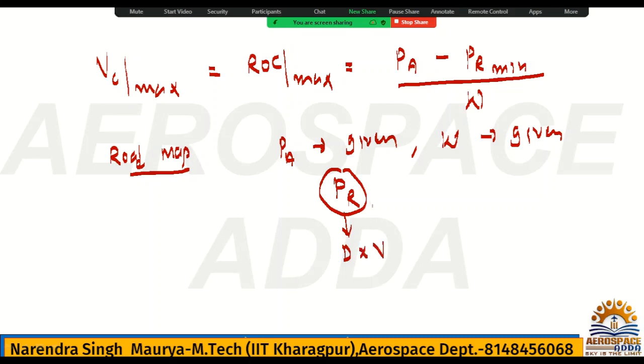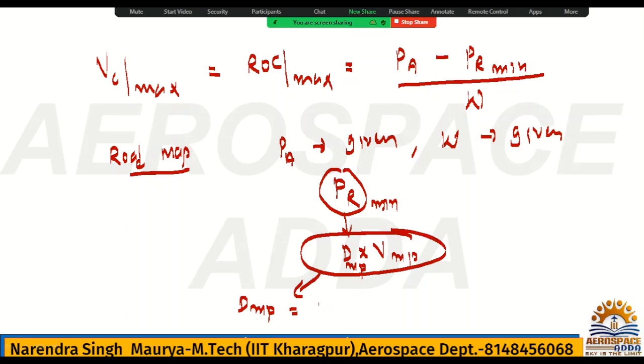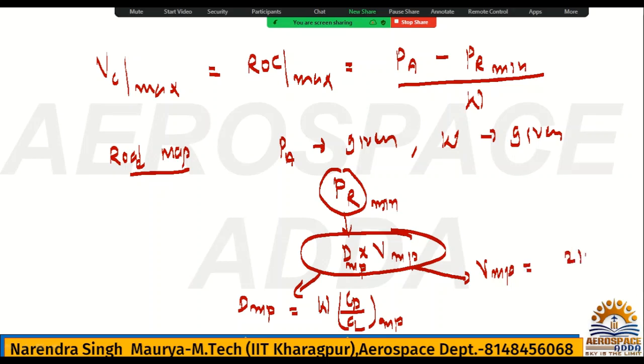Yes or no? And this PR is the minimum power. Hence we need to calculate drag at minimum power and velocity at minimum power. Agree or not? How to calculate drag at minimum power? Very simple. DMP is nothing but W, this manipulation I told you many times, CD by CLMP into W. What is the VMP? Very clear, it is nothing but 2W divided by rho S CLMP. Yes or no?